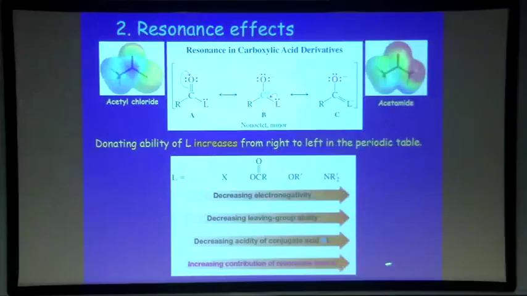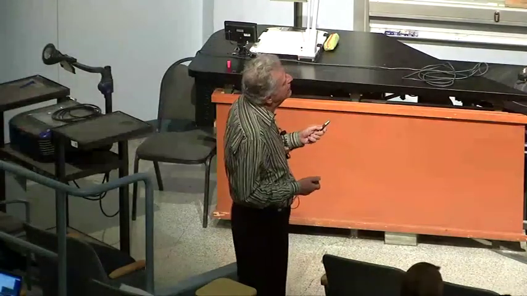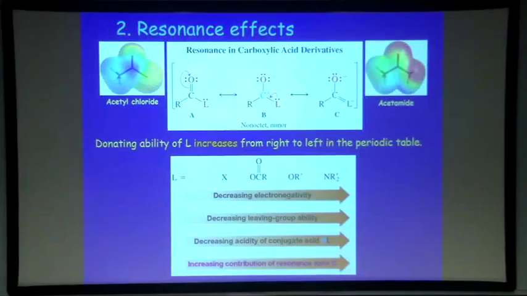The easier it is to dissociate means that the easier it is for the L minus to accommodate the negative charge, and therefore increasing contribution of resonance form C, meaning ability to donate an electron pair. These are all related to each other. They address four different phenomena, but they're all related to the same aspect: how happy is L with a negative charge, and/or how easy is it for L to donate an electron pair to generate a resonance form that is shown up there.